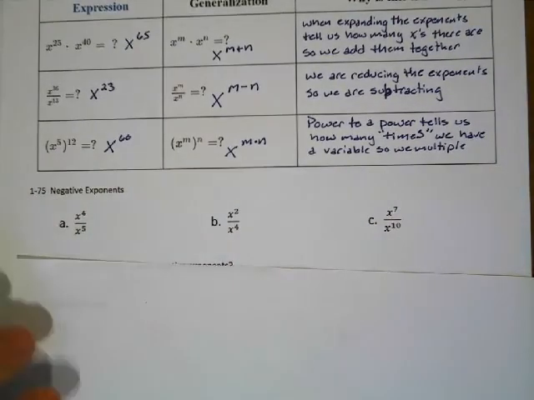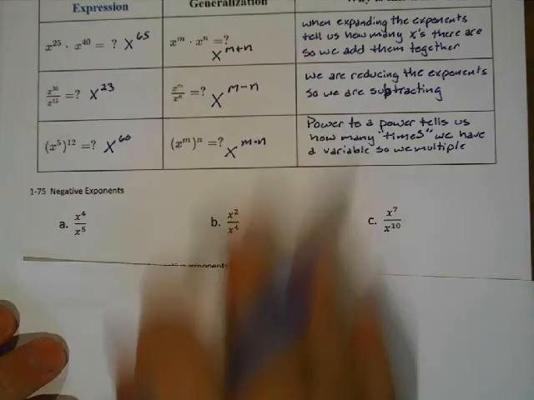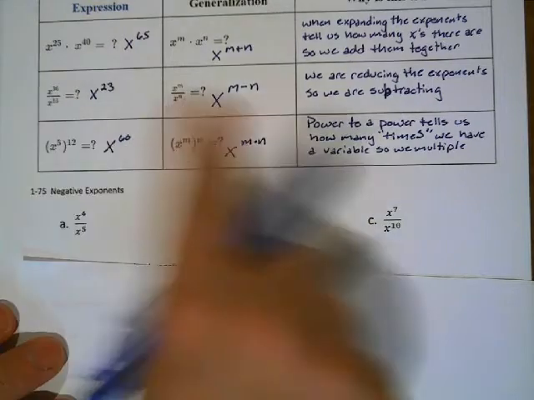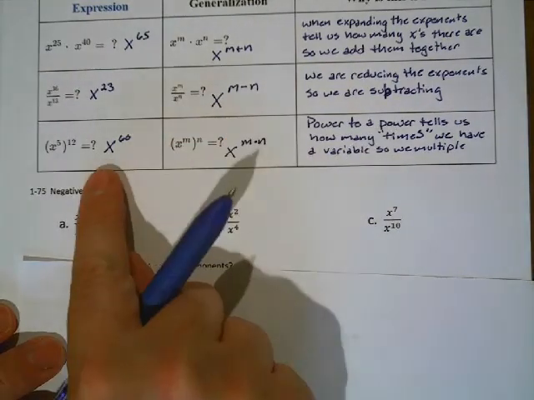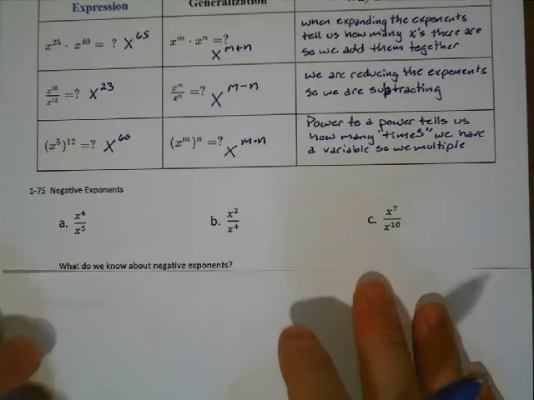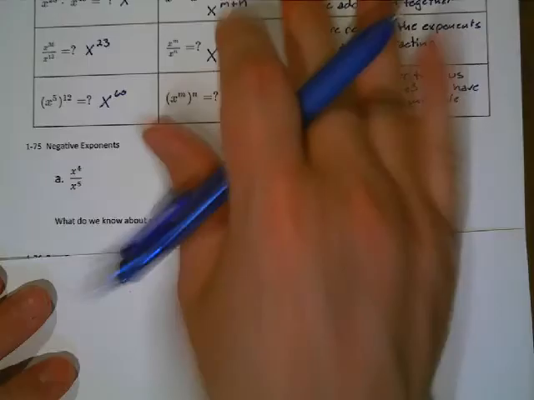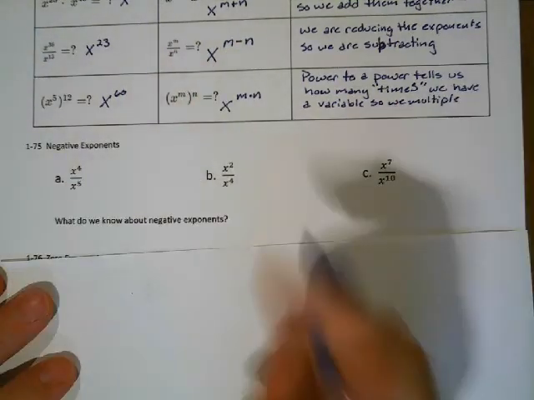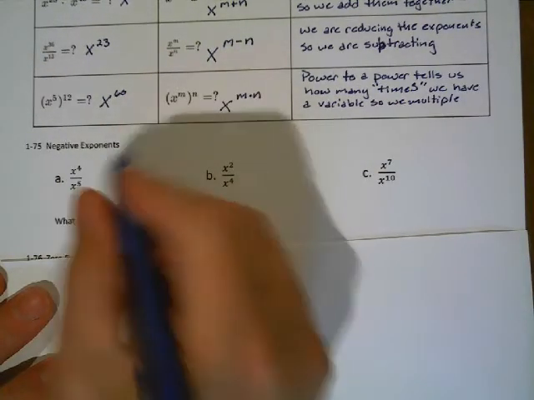All right, now we're going to look at something else. So I've got three generalized rules that we've come up with. Multiplying, we add the exponents. Dividing, we subtract the exponents. Power to a power, we multiply the exponents. Now what about negative exponents? Now we just said that the rule for dividing was to subtract them. So let's look at this problem. And it's saying to subtract them.